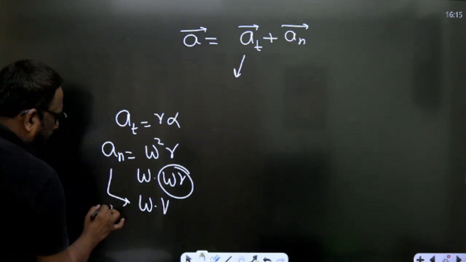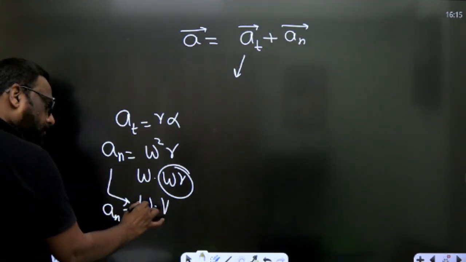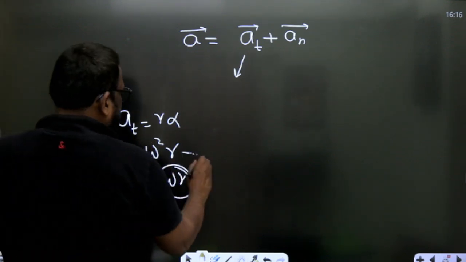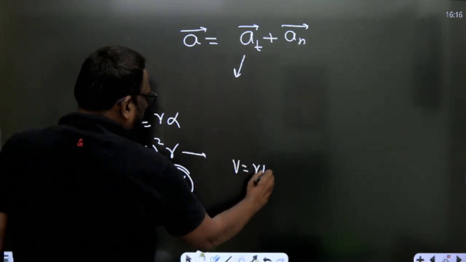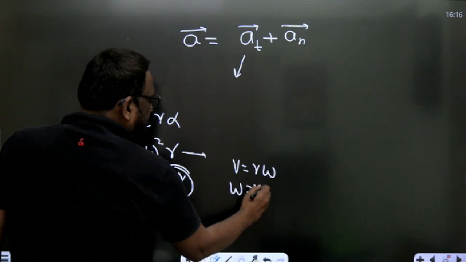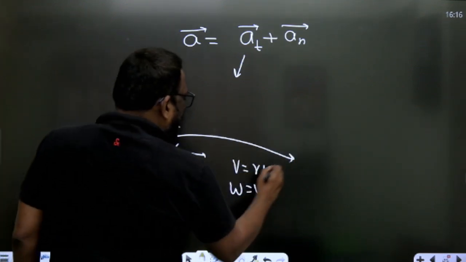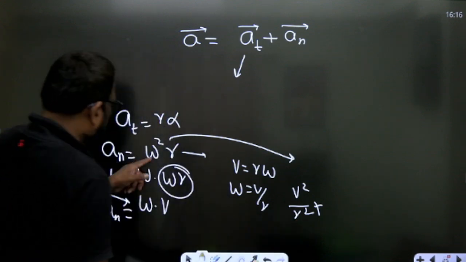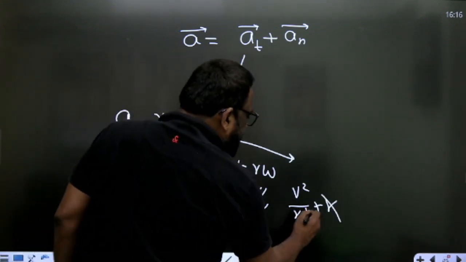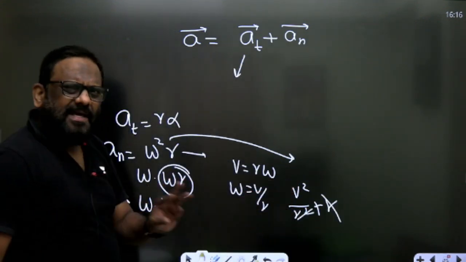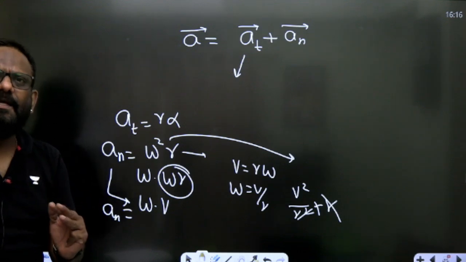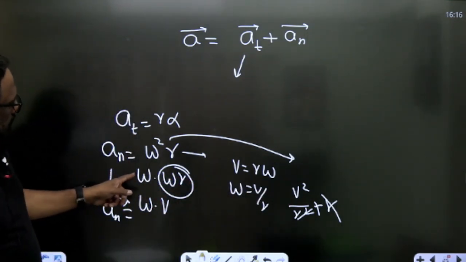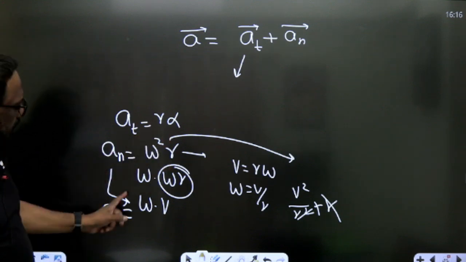It is v. So the normal acceleration can be written as omega v, or it can also be written as, if I write v is equal to r omega, and omega can be written as v by r. So therefore omega square is v square by r square into r. So this gets cancelled, you get v square by r. So there are different forms of writing the normal acceleration, either v square by r, or omega square r, or v omega.